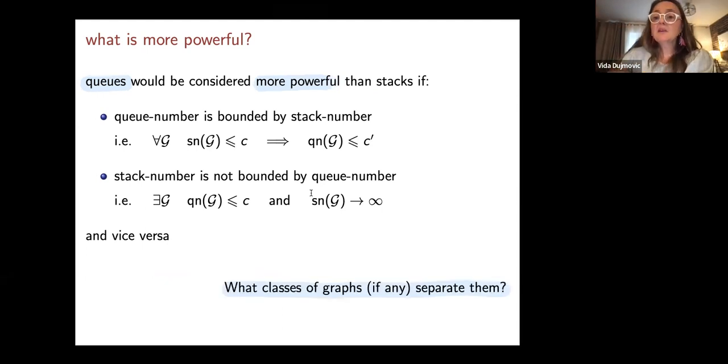So in other words, if you look at this definition, and let's say the answer is no for one of them, it would imply that there are families for which queue number is bounded, but stack number is not, or that there are families for which stack number is bounded, but queue number is not. So in other words, there would be families of graphs that separate these two parameters, okay? And we didn't know any such families.